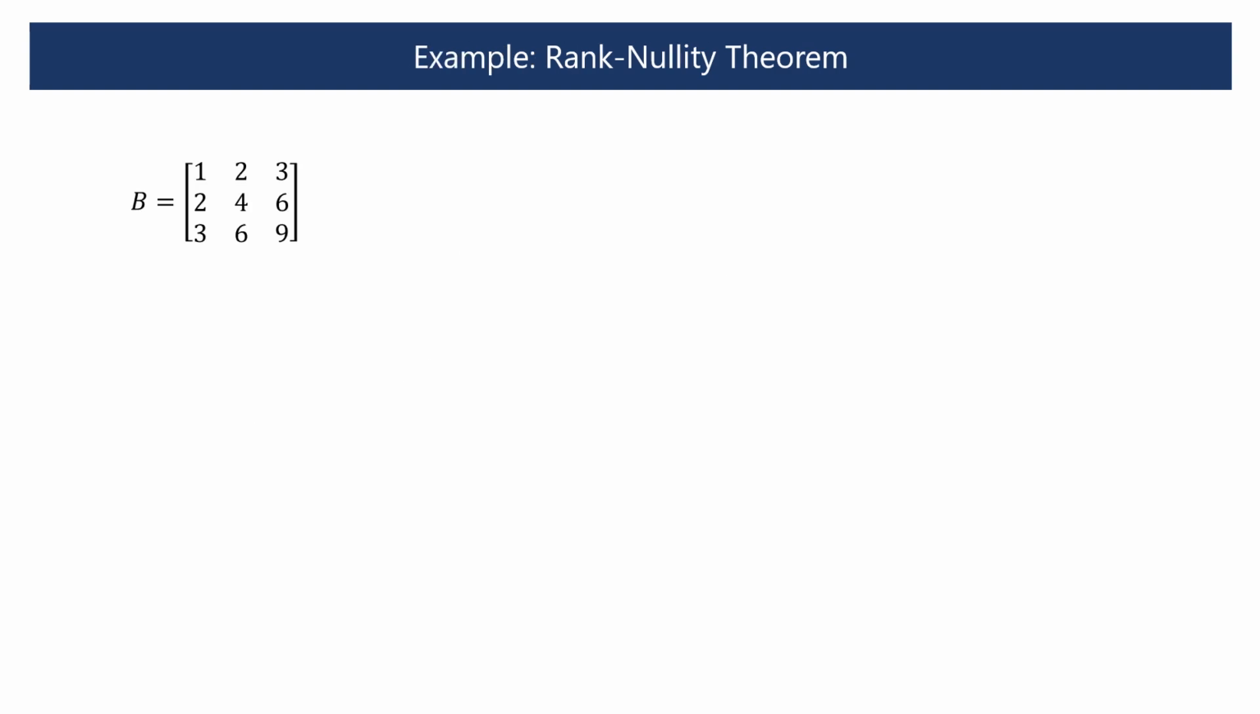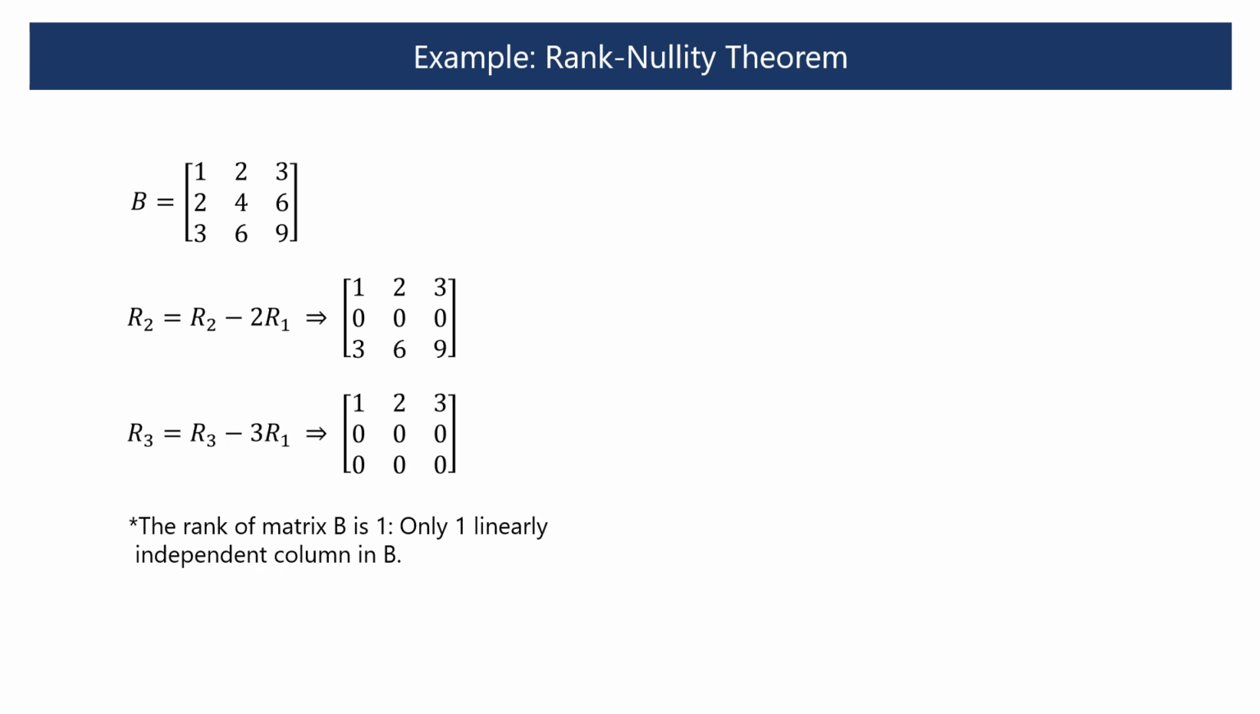Let's see an example. Consider the matrix B. To find the rank, perform row reduction. First, subtract 2 times the first row from the second row. Next, subtract 3 times the first row from the third row. The matrix in row echelon form shows one non-zero row, indicating that the rank of matrix B is 1. This means there is only one linearly independent column in B.